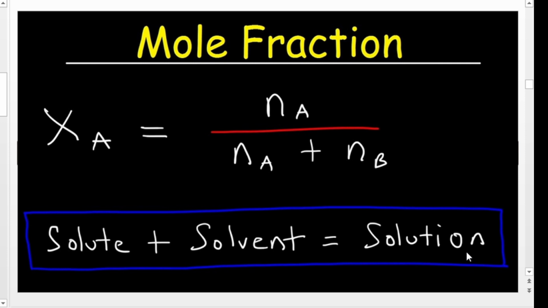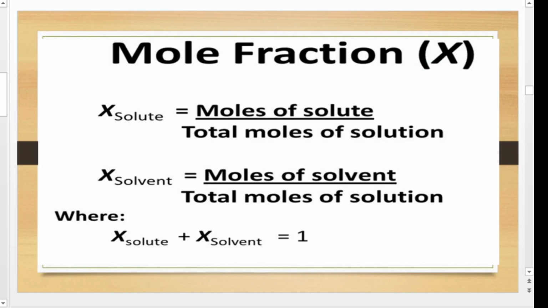So how do we find mole fraction? It is moles of one substance upon the total number of moles. The n is the symbol we use to represent moles of substance A and substance B, and X is the symbol I use to represent mole fraction. This is the formula for mole fraction: moles of solute upon total moles of solution.